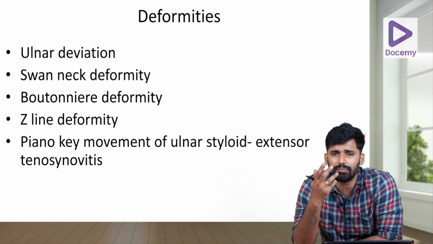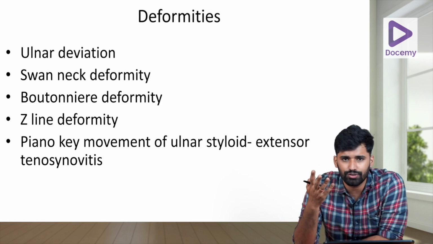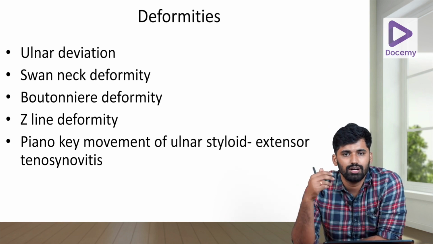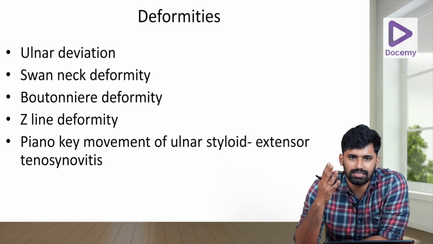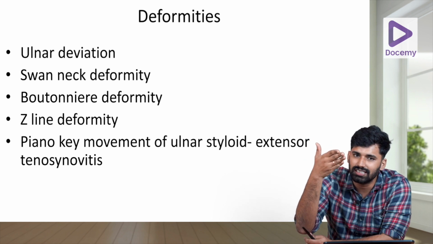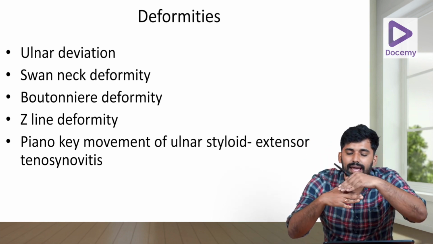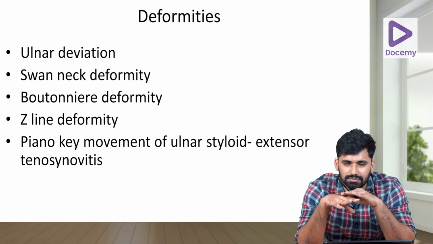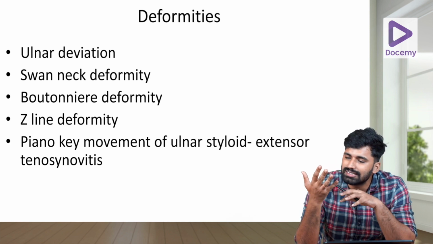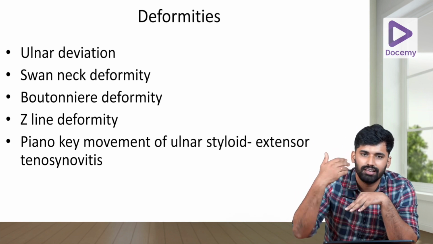So, what are the common deformities we see in rheumatoid arthritis? Most of you would have seen in females in our families who have these deformities. One is ulnar deviation. Ulnar deviation, the hand is deviated towards the ulnar side. This is because the MCP joint, metacarpophalangeal joint, is subluxed towards the ulnar side, causing ulnar deviation.